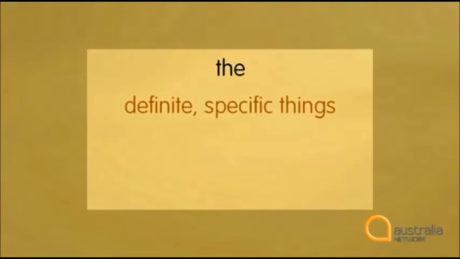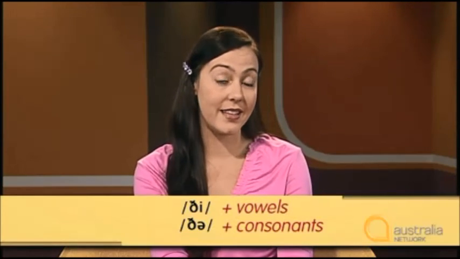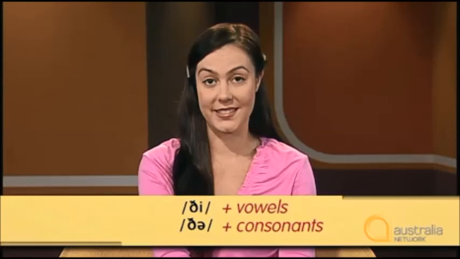So when do we use the definite article, the? Well, we use it when we're referring to definite, specific things. We also use the when we're talking about one particular member of a group. Luckily, there is only one form of the word the, and it can refer to both singular and plural nouns. We say the banana and the bananas. There is a difference in pronunciation though. When the comes before a vowel sound, we say the apples. So the before vowel sounds and the before consonant sounds.